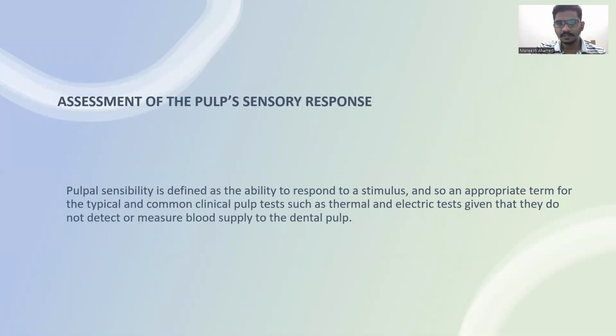So basically, in the traditional method, we are assessing the sensory response of the tooth. So the term pulp vitality is not accurate. The correct terminology should be pulp sensibility. Pulp sensibility is defined as the ability to respond to a stimulus, and so it is an appropriate term for the typical and common clinical pulp tests such as thermal and electric tests, given that they do not detect or measure blood supply to the dental pulp.